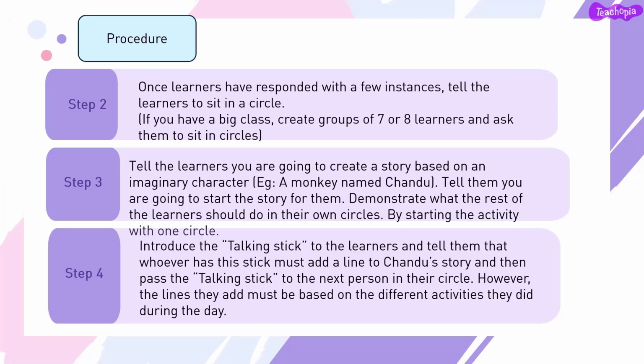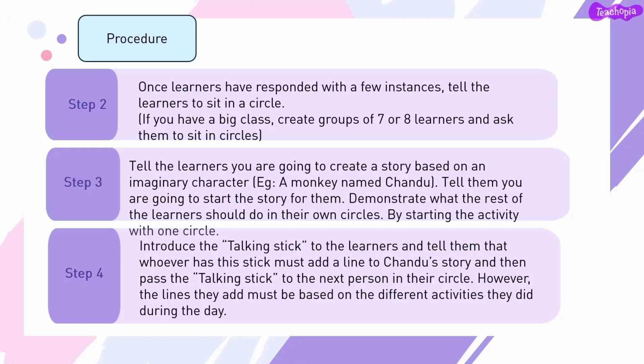Once learners have responded with a few instances, tell the learners to sit in circles. If you have a big class, create groups of 7 or 8 learners and ask them to sit down in circles. Tell the learners you are going to create a story on an imaginary character. Here you can pick any imaginary character. We have picked a character named Chandu, the monkey, for example.